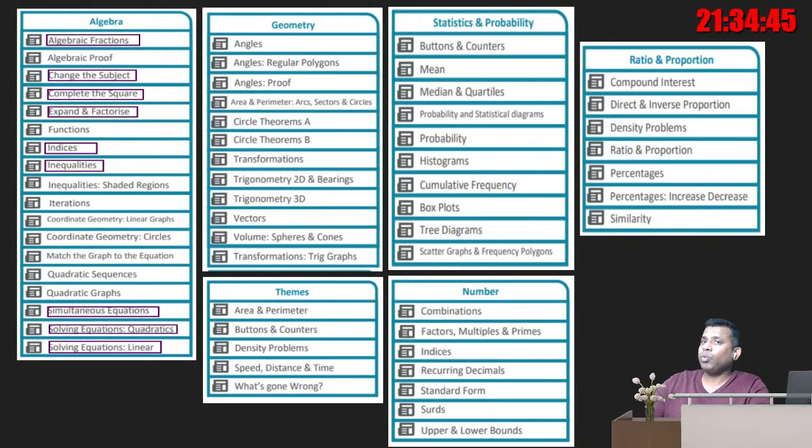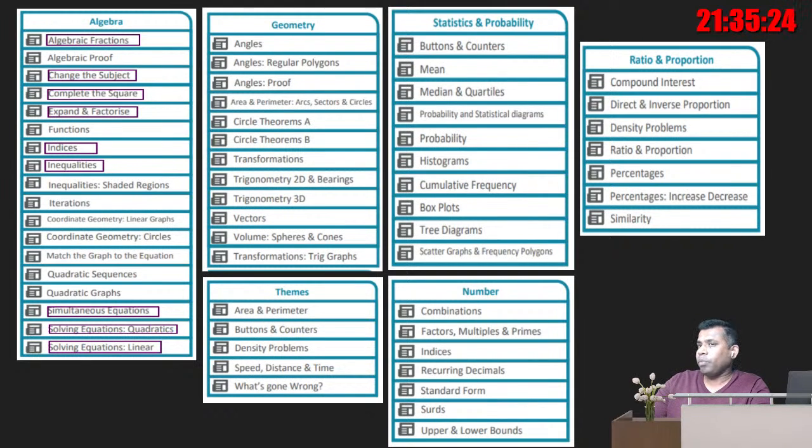So from the first class, we have started to learn about algebraic fractions, change the subject, completing the square, expanding brackets, expanding double brackets, expanding triple brackets, factorizing quadratics, factorizing normal expressions, indices, powers laws, and inequalities. Inequalities with a linear expression, inequalities with a quadratic expression, simultaneous equation with two variables, and simultaneous equation with one of them as a quadratic, solving equation linear and solving equation quadratics.